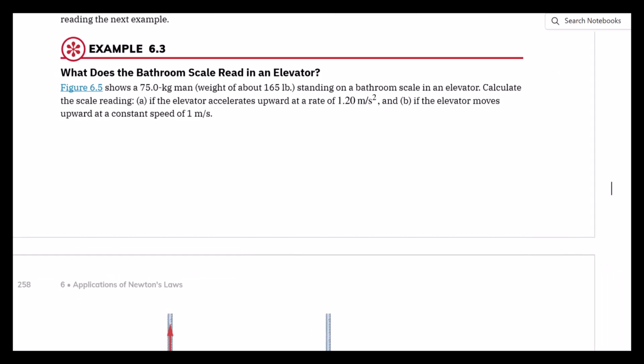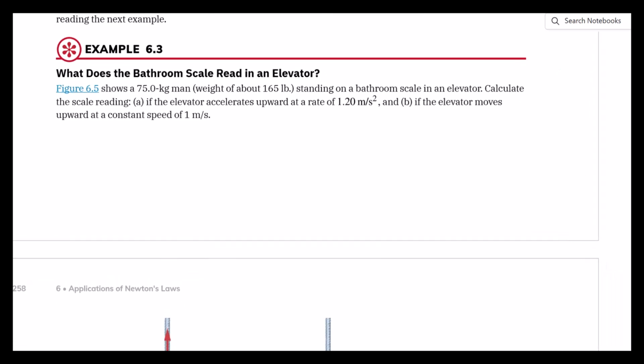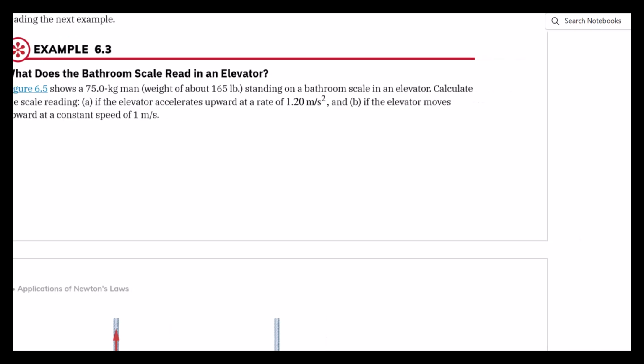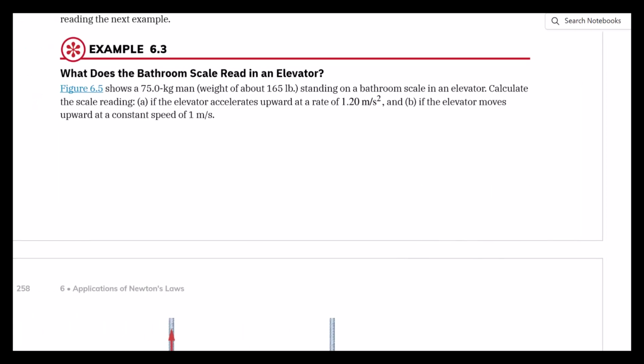Okay, so we've got dude on a scale in an elevator, as you do. We'll just pretend the whole floor is the scale, which is fine. So dude is on the scale, and if I'm drawing a free body diagram of dude, technically he's standing on the scale.